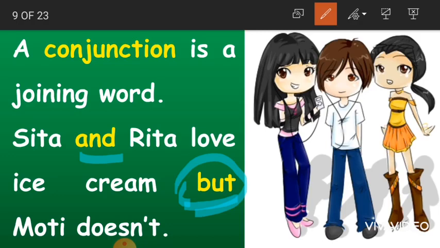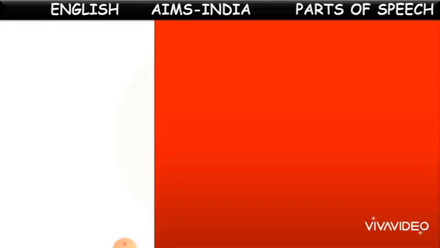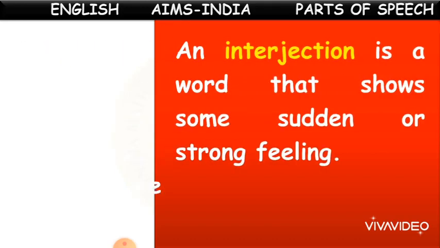Sita and Rita love ice cream but Moti does not. So we are adding 2 sentences in as one sentence. That is why these words are known as conjunctions, because we are adding these sentences with the help of these words. Understood, children? Okay. Now we'll go to the next one. What is it? The last one.